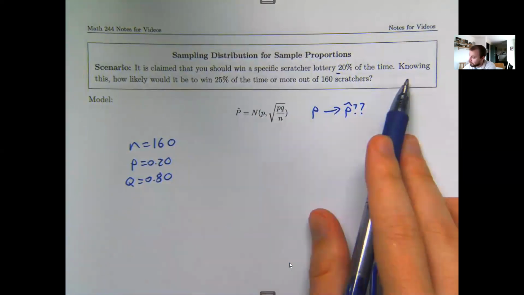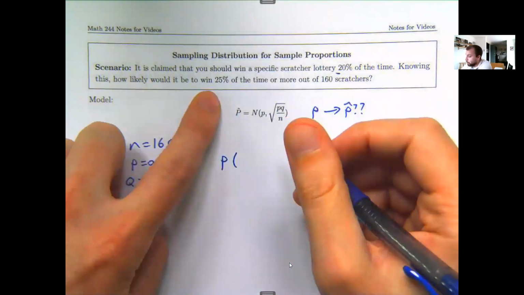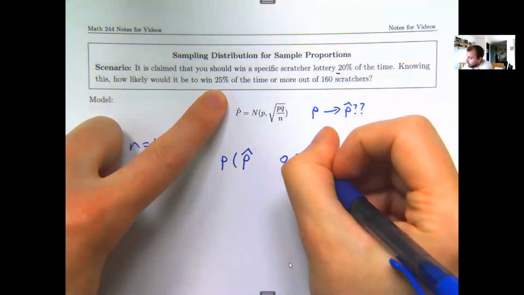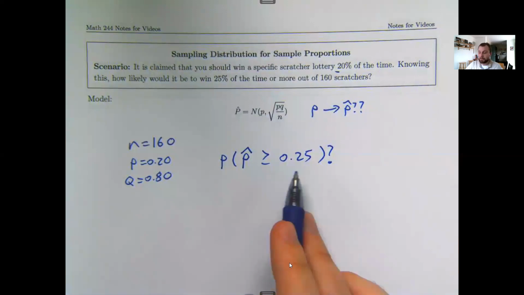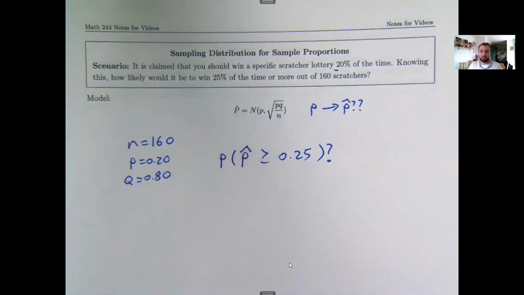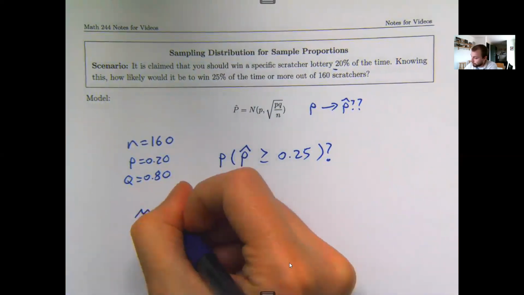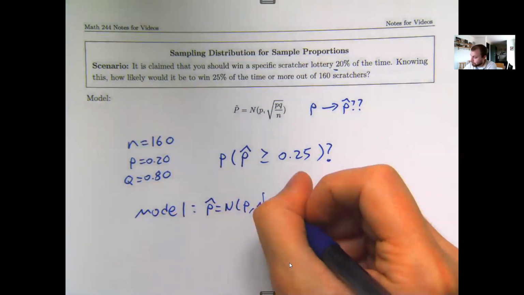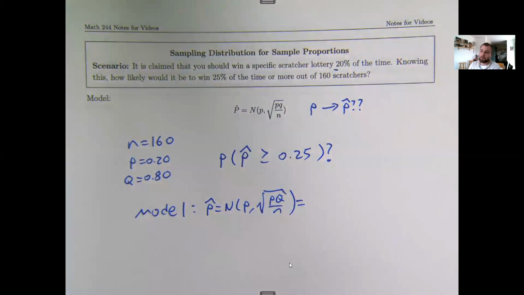Now, the question I'm trying to answer is how likely, in other words, what is the probability of a sample win rate, a p-hat, of 25% or more. So I have a question about sample proportions, and this will be the model for sample proportions. So I'm going to answer this based off of this formula. I'm going to plug in my numbers in here, and then I'm going to draw my normal curve. I'm going to find my z-scores, and I'm going to look it up.